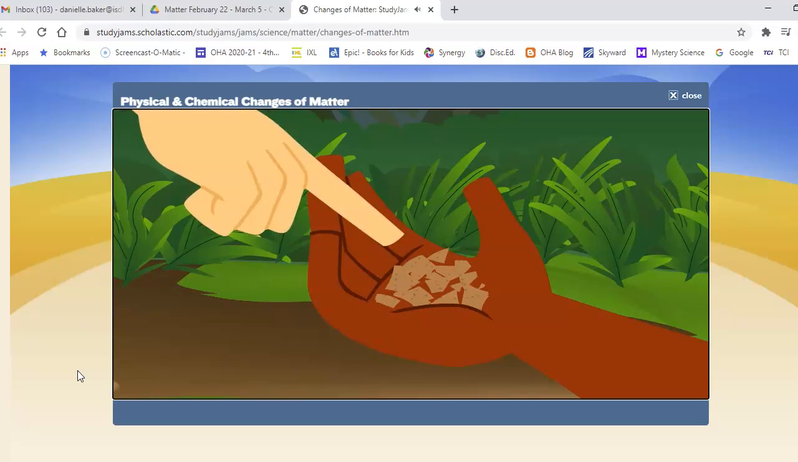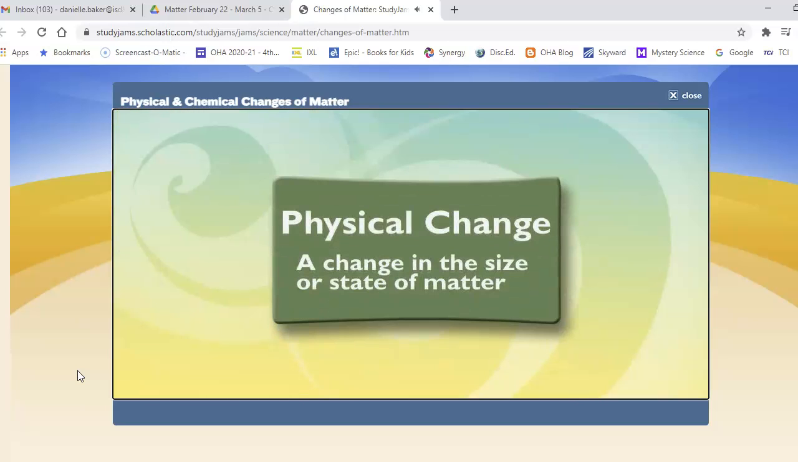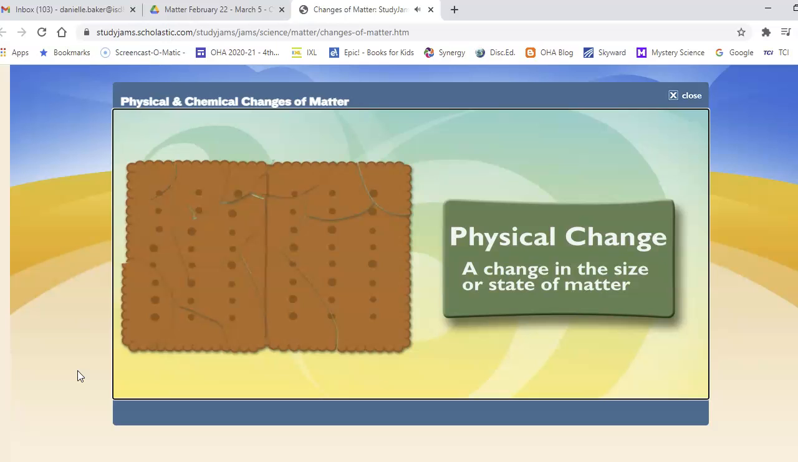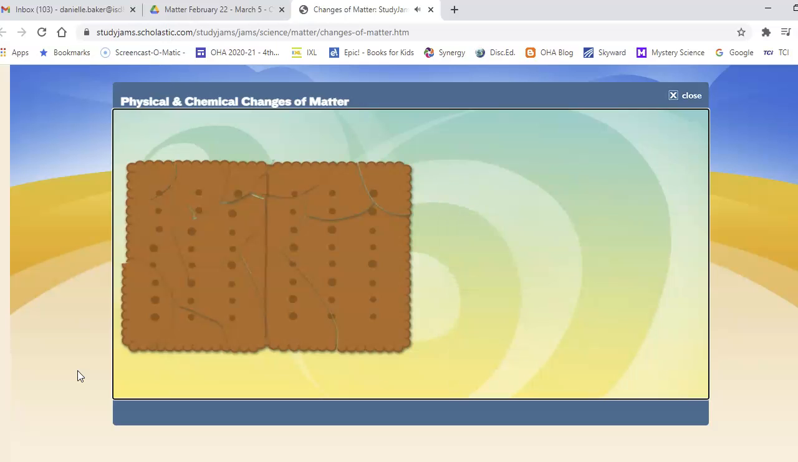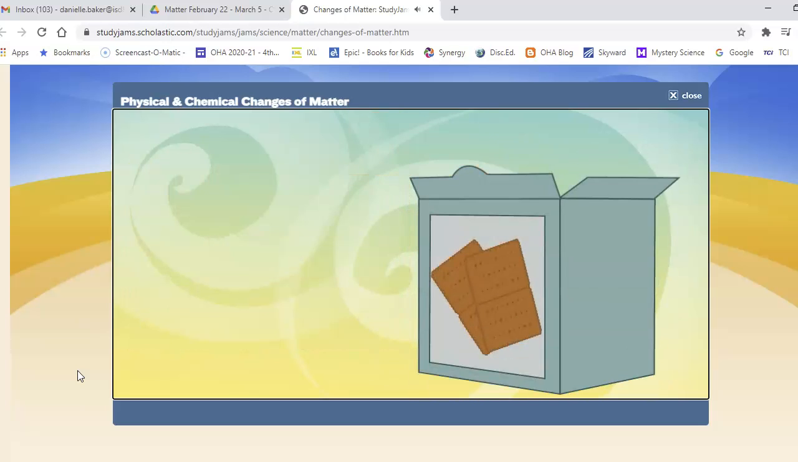Look. No worries. It's just a physical change. What do you mean physical change? Physical change is just when the size, shape, or state of matter changes. See, the cracker is broken, so its shape is different, but the pieces are still graham crackers. We can use them. Yeah, I know. It just stinks that they broke. I don't know how it happened.